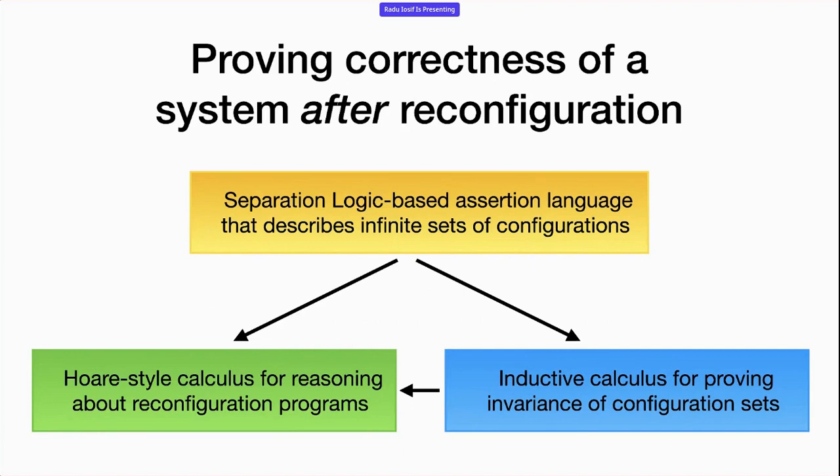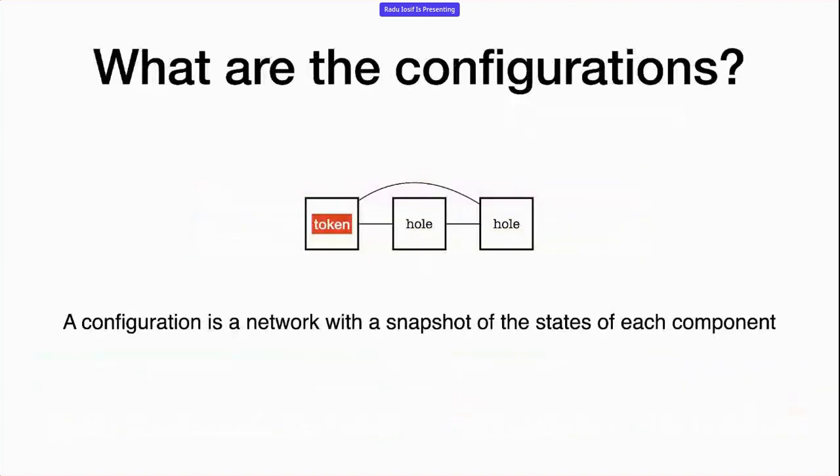And this is the global scheme of our framework. But first, let's understand what configurations are. Simply, a configuration is a network consisting of processes and interactions together with a snapshot of the local states of each component. Here we have three processes, three components. The first one is in state token, the other ones are in state hole, and there are some interactions between them. And this is what we call a configuration.